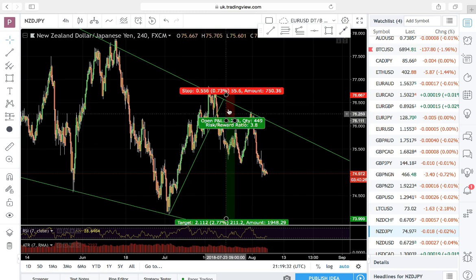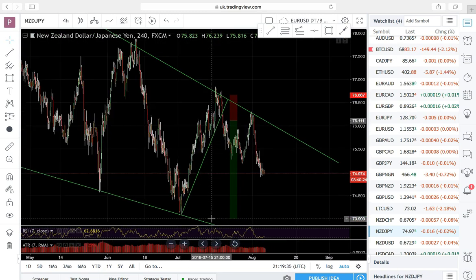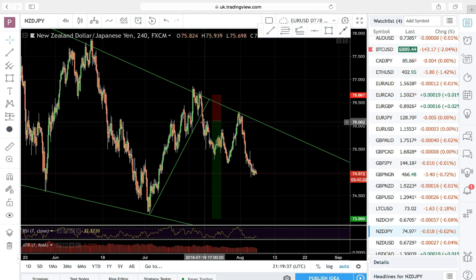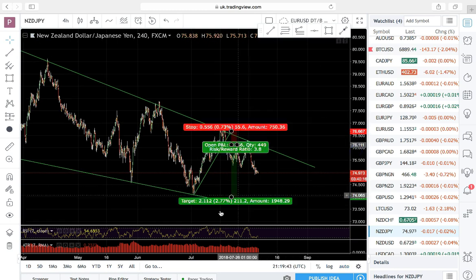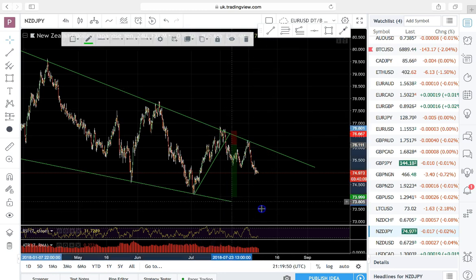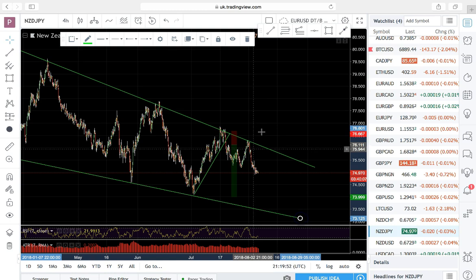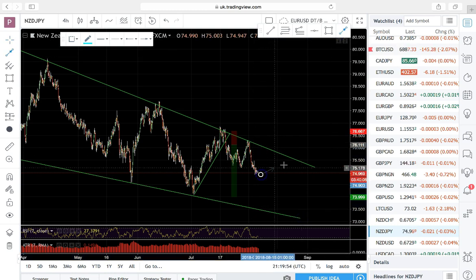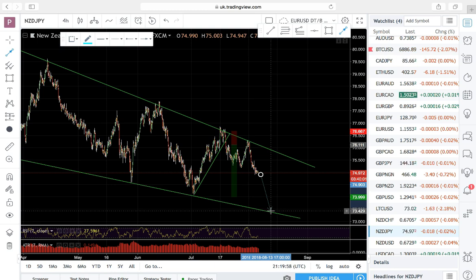So same principle really. Broke through the trend line on the 4-hour, and now we are in the trade. What's my target? Target is the retest of the trend line here, or wherever we hit. I mean, this trend line could carry on for a bit, but wherever we hit this trend line, that is my automatic target.